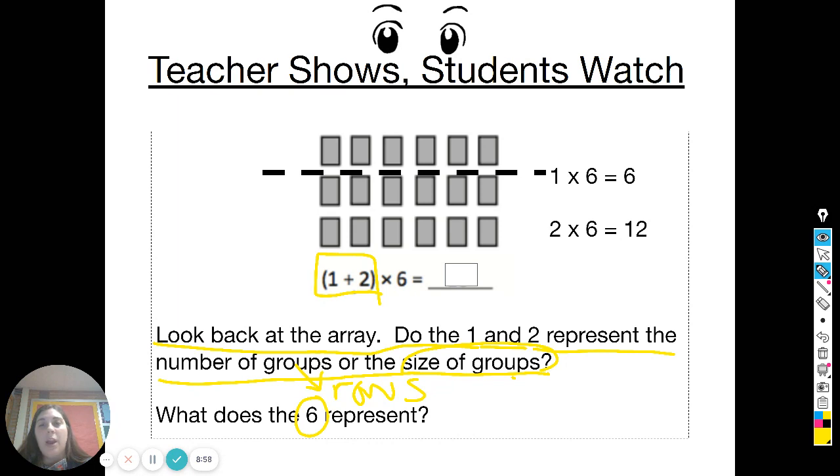I'm going to put you in breakout rooms for you to discuss, okay? So you're figuring out, what does the 1 and 2 represent? The number of rows or the size of the row? What does the 6 represent? The number of rows or the size of the row? All right, go ahead and I'm going to put you in breakout rooms and then we'll come back and discuss.